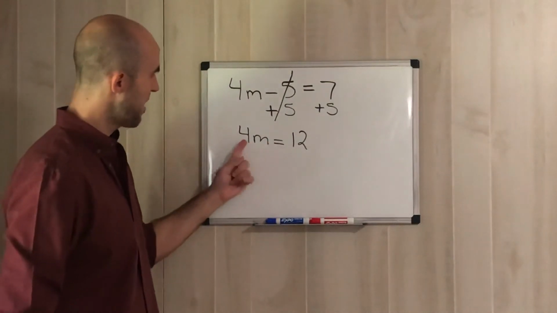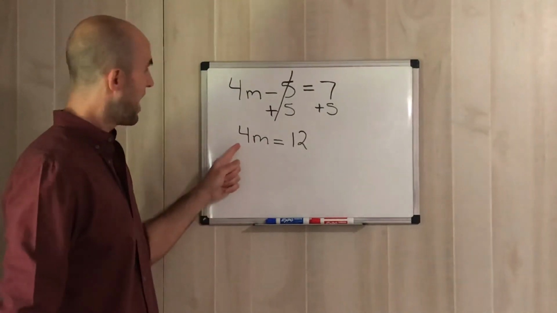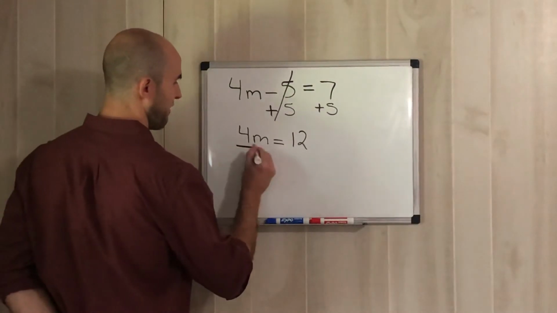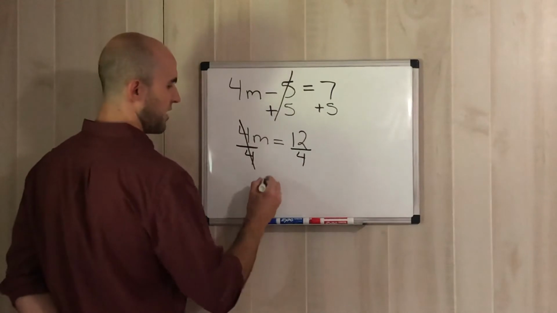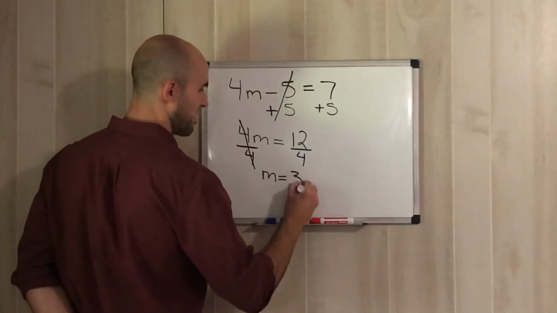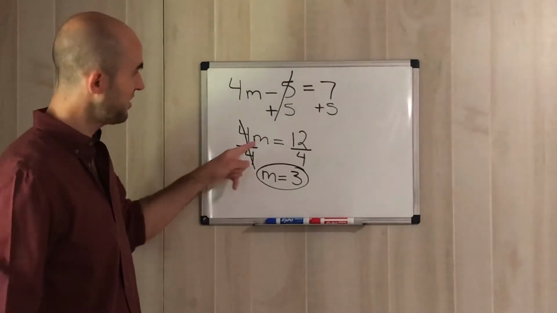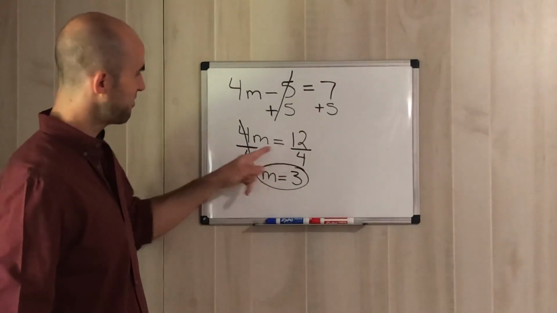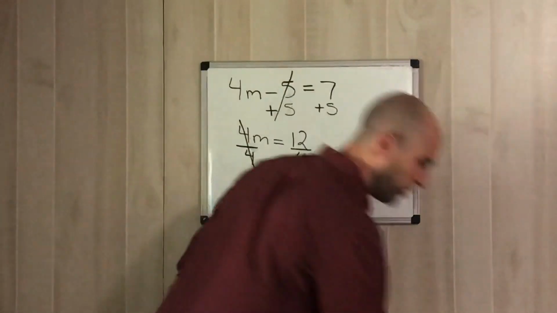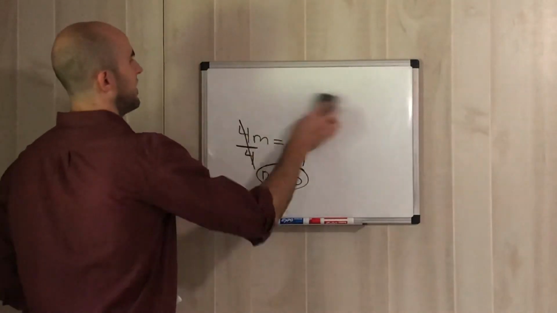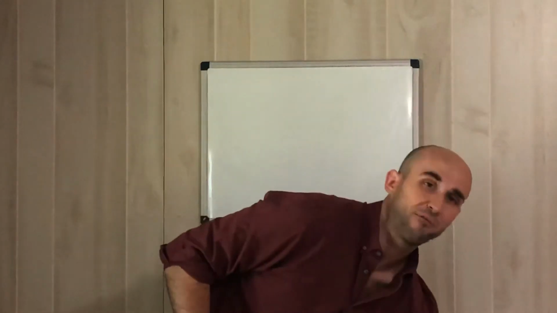Whenever we have a number next to a variable, that's always multiplication, since there's nothing in between. Opposite of multiplication is division. Divide that by 4. Divide this by 4. The 4's cancel out, and we're left with m = 3. Because again, all we did was opposite multiplication, which was division. 4's cancel. 12 divided by 4 was 3. Again, it's always just a process of getting the variable by itself. And anything that has to do with the variable, always save for last.